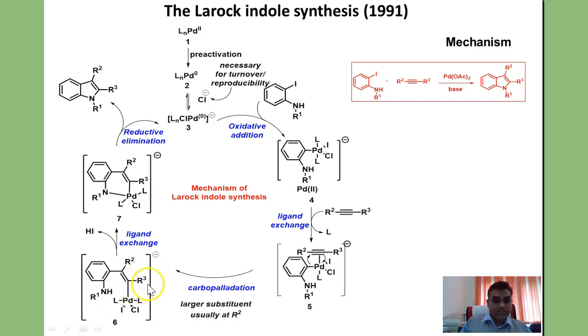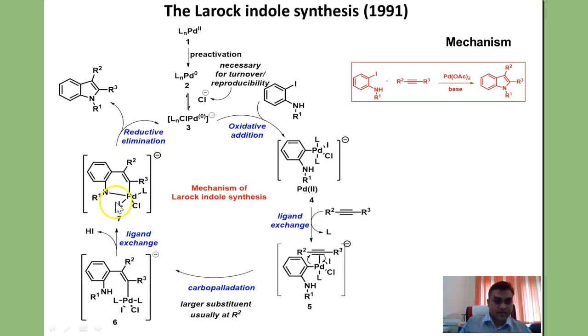So here R3 should be of minimum steric size, and here we get a palladation reaction. Between the palladium and this carbon atom, this alkyne group is inserted. It is called carbopalladation. And then this nitrogen also coordinates with the palladium.